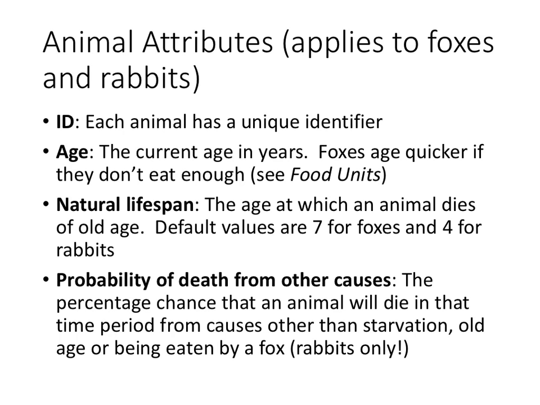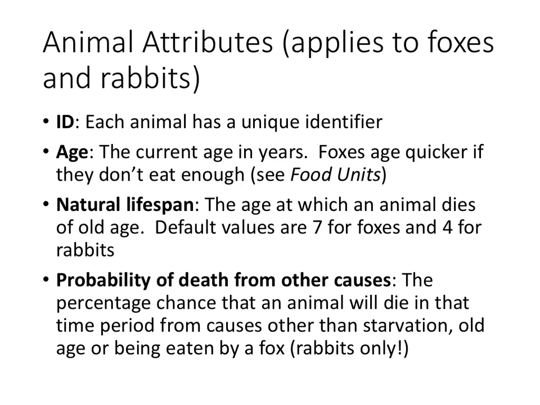So before we start looking at the inner workings of the code, it's worth just looking at some of the attributes. As I say, this is an object-oriented program, and one of the key classes is the animal class, and some of the attributes of this are worth looking at. So firstly, each animal in the landscape has an ID, which is its unique identifier. The age of the animal is stored, which is its current age in years. We'll look at the code in more detail later, but we'll note that foxes age quicker if they don't eat enough, and we'll look at food units and how that applies.